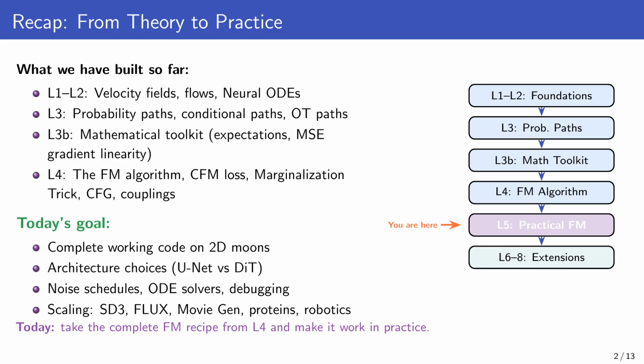That gives us the complete theoretical recipe, but knowing the recipe and cooking a great meal are two different things. Today, in Lecture 5, we go fully practical. We will walk through a complete working implementation, discuss architecture choices like UNets and diffusion transformers, explore noise schedule design, analyze the quality-speed trade-off in sampling, survey state-of-the-art systems like Stable Diffusion 3, FLUX, and MovieGen, and compile a debugging guide for common failure modes. By the end of this lecture, you will have a concrete understanding of how to build, debug, and scale a flow matching system from toy experiments to production.